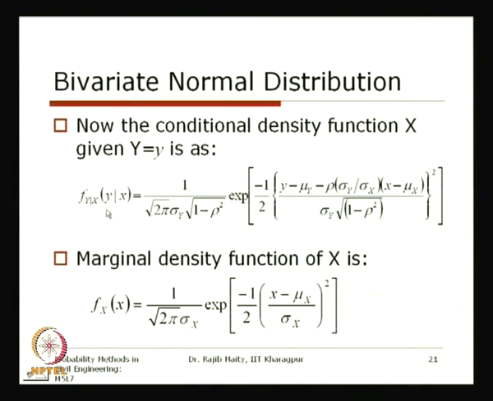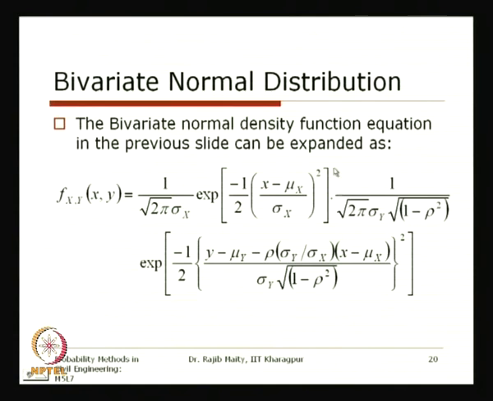This is what is expressed here also. The conditional distribution of y given x is the joint density divided by the marginal density of x. Now what will we get? This is the marginal density of x, so this has to be taken out. What is remaining here is nothing but the conditional density of y given x.